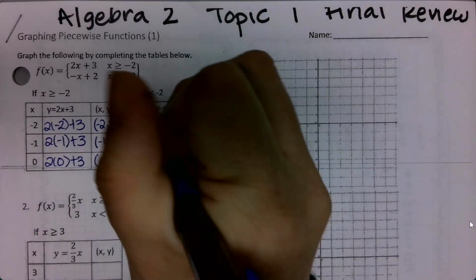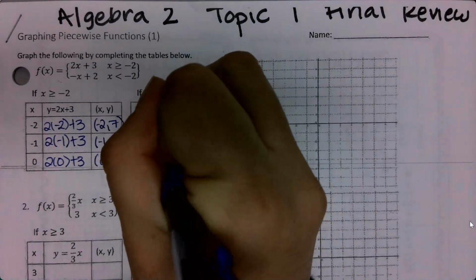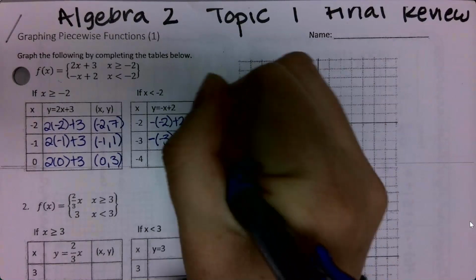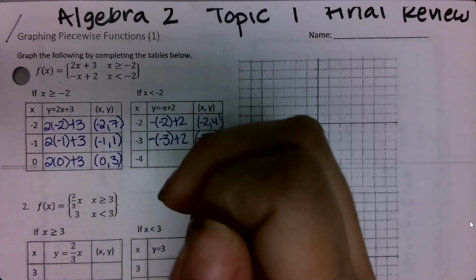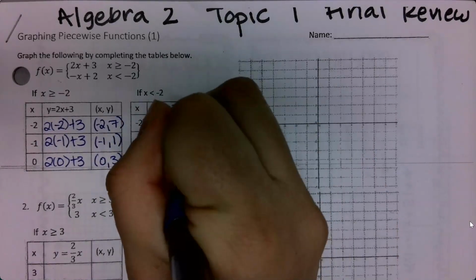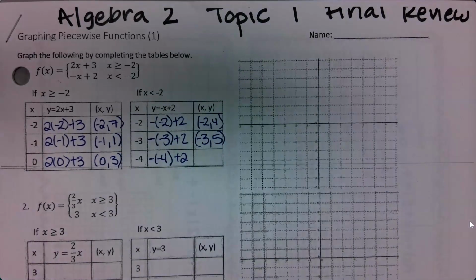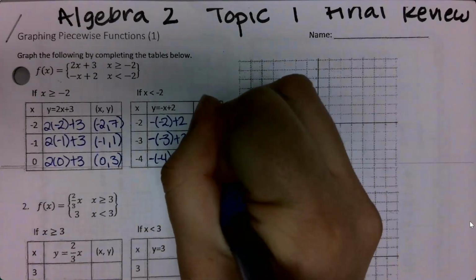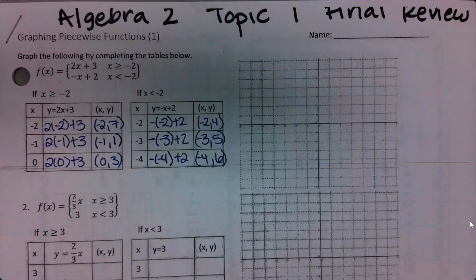Then my next one, I'm going to plug in negative 3. Negative 3 is 3, plus 2 is 5. And then my next one, negative 4. Negative 4 is positive 4, plus 2 is 6, so negative 4, positive 6. I'm going to go ahead and graph these.